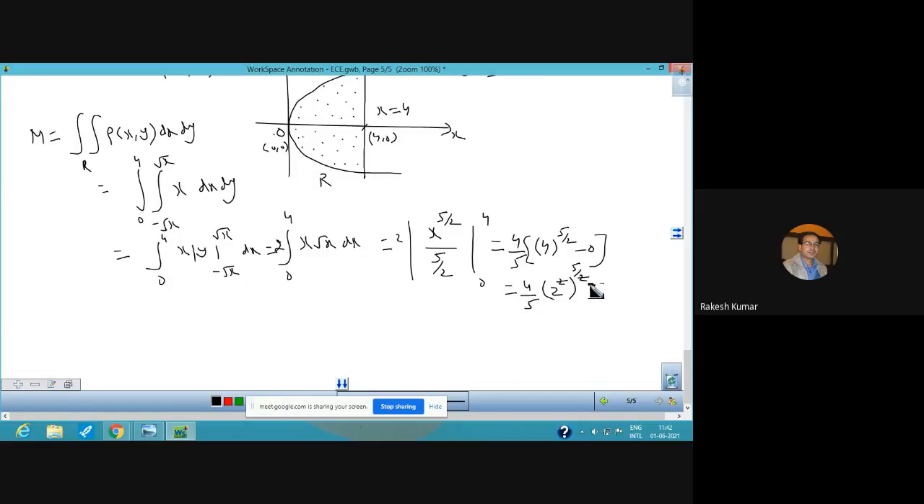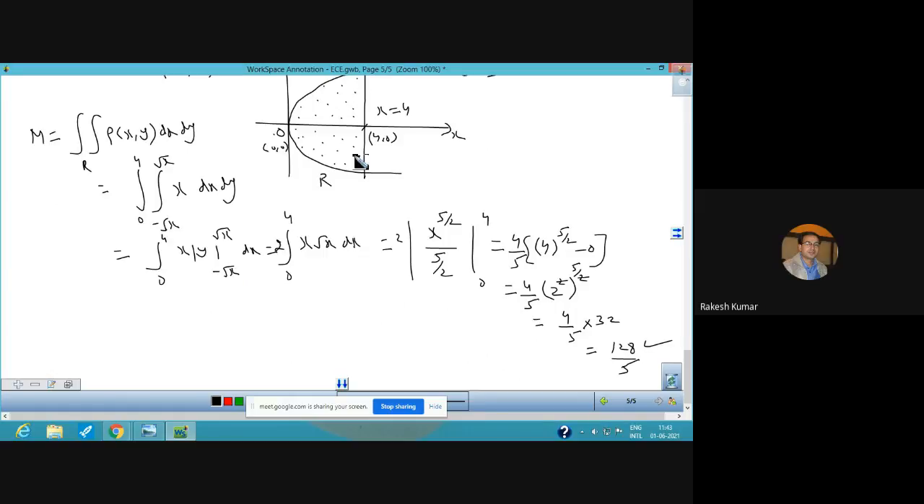So 4 over 5, that can be written as 2 raised to power 2 raised to power 5 by 2. So 1, 2 is cancelled. So ultimately 4 by 5 into, now you just need to find out 2 raised to power 5. That comes out to be 32. So that comes out to be 128 upon 5. So this is the total mass of the surface.